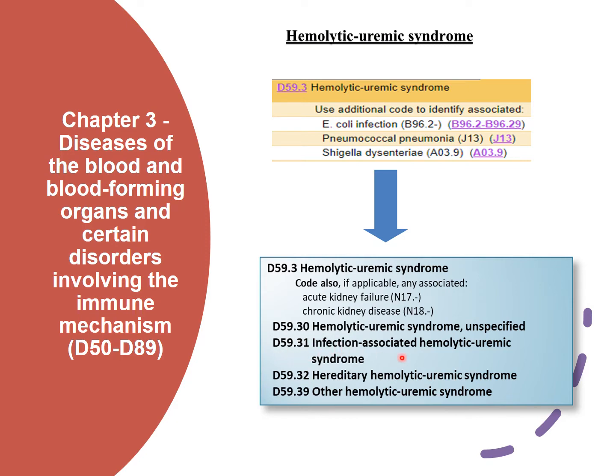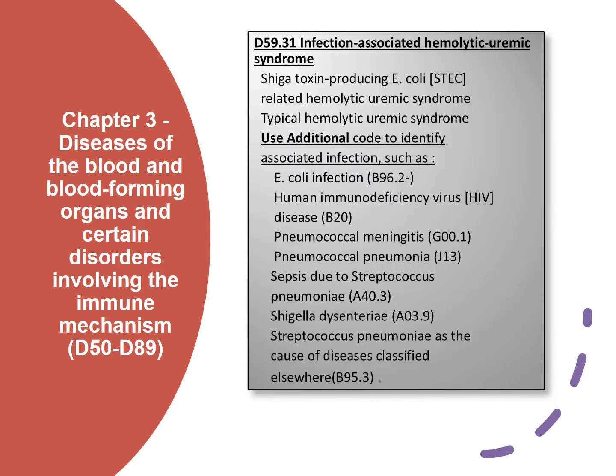D59.31, infection associated hemolytic uremic syndrome, and D59.39, other hemolytic uremic syndrome, have few conventions. We will see them now. D59.31, infection associated hemolytic uremic syndrome. It is also called shiga toxin producing E. coli related hemolytic uremic syndrome or typical hemolytic uremic syndrome. Whenever the patient has associated E.